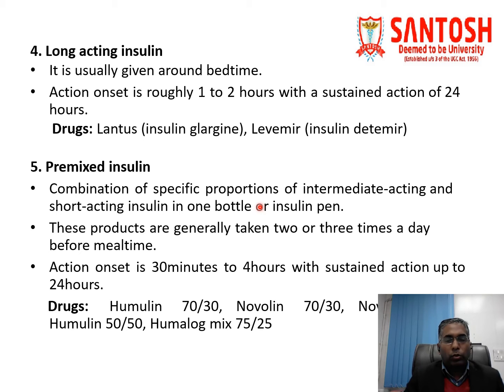Next type of insulin which can be used in type 1 diabetes mellitus is premix insulin, a combination of a specific proportion of intermediate acting and short acting insulin in one bottle or insulin pen. These products are generally taken 2 or 3 times a day before mealtime, and action onset is 30 minutes to 4 hours with sustained action up to 24 hours. The various combinations are in percentages: Humulin 70-30, Novolin 70-30, Humulin 50-50, and there is a combination of short-acting insulin as well as NPH in various proportions, such as 50-50.